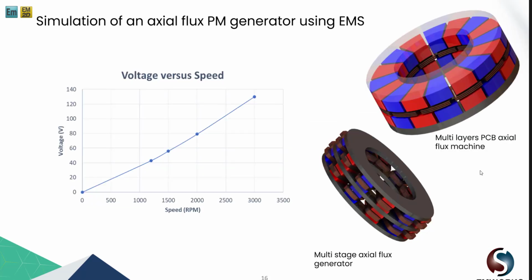These are some more results using EMS. This is a multi-stage axial flux generator, as you can see here, sandwiches. It's like a McDonald's Big Mac. And a multi-layer PCB axial flux machine. So of course the output voltage increases with the speed.